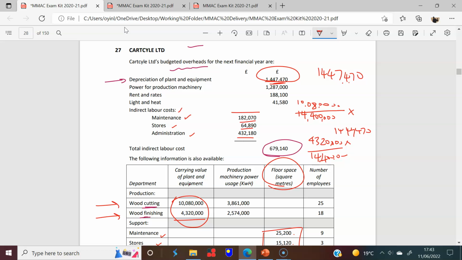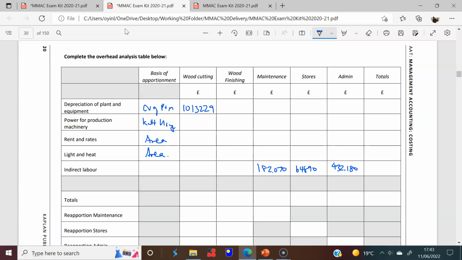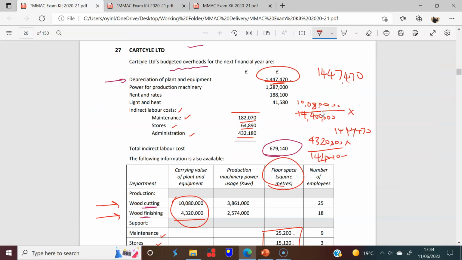4,320 divided by 14,400 times 1,447,470, and I have 434,241. This should add up, plus 101,329, and it does, doesn't it? This should add up to the 1,447,470. All I've done is taken this cost here and split it in this ratio. That's what we're doing. So we do again the same thing here for the production machinery.